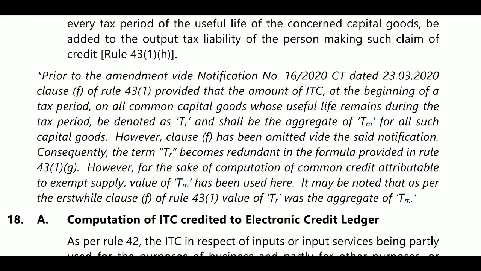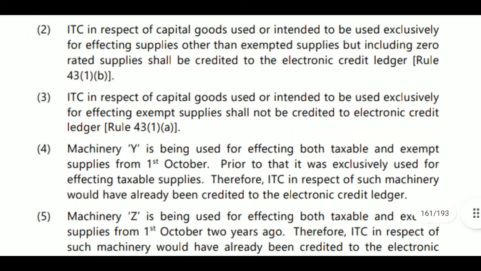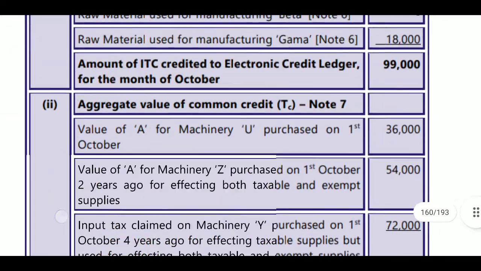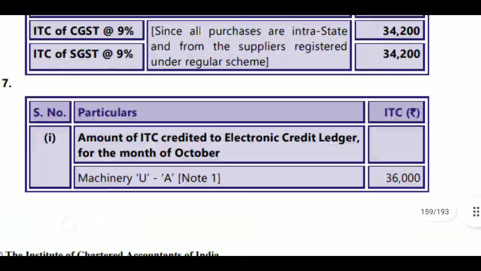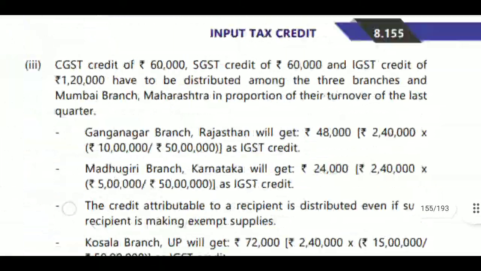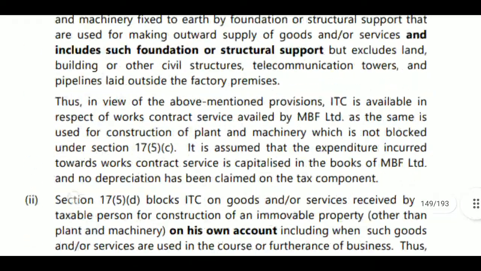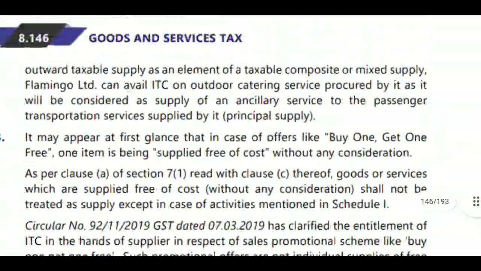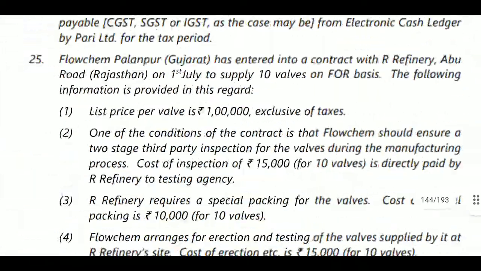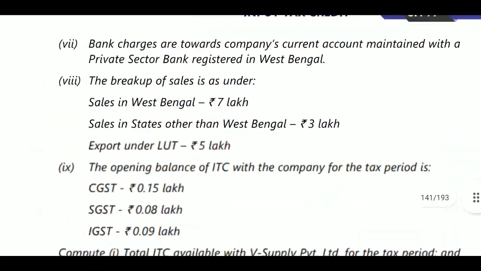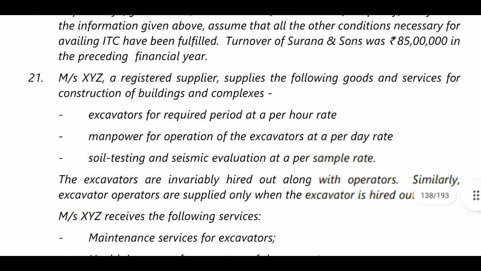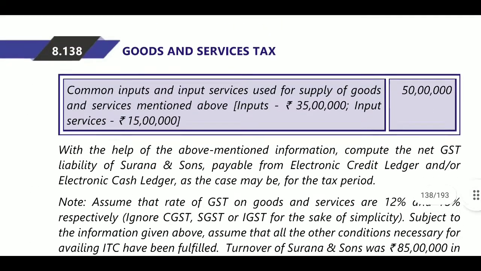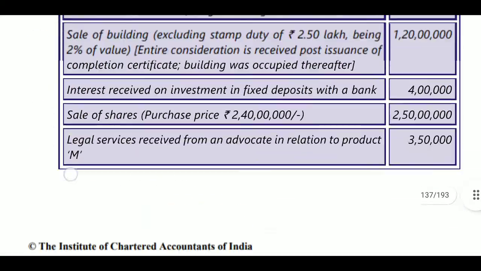Next, question number 18. What we have done here is calculate the credit for the month and the common credit, and out of the common credit, how much is reversed, or will be added back to the output tax liability. If we add it back to the output tax liability, the eligible ITC will be reduced by that, and we have paid the amount from the cash ledger using the cash ledger.